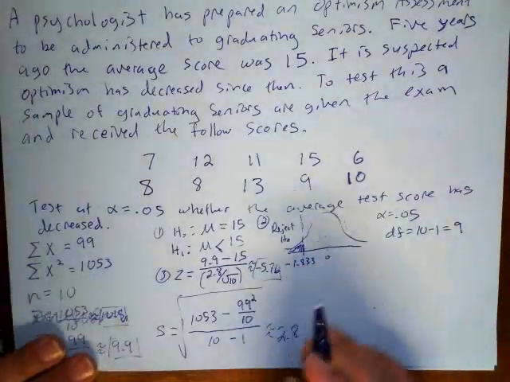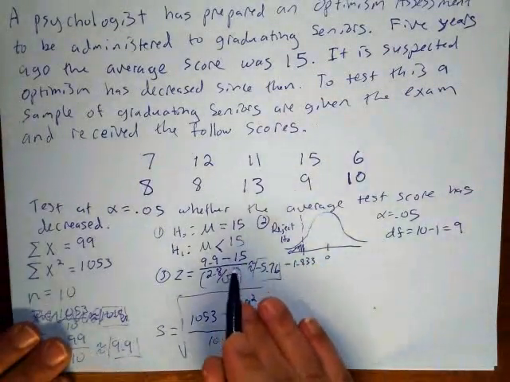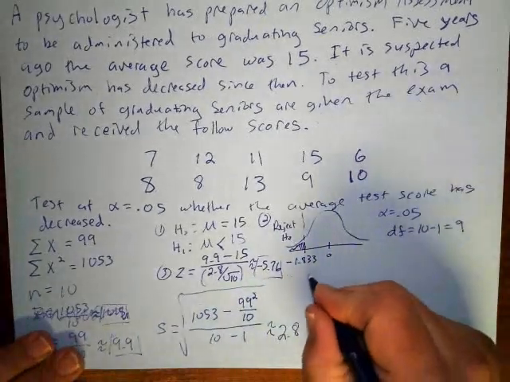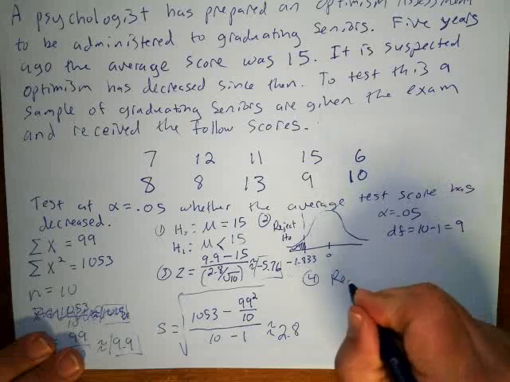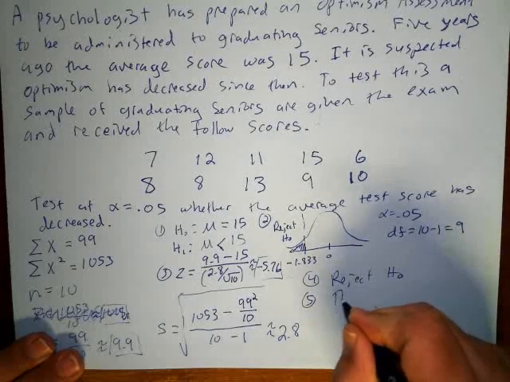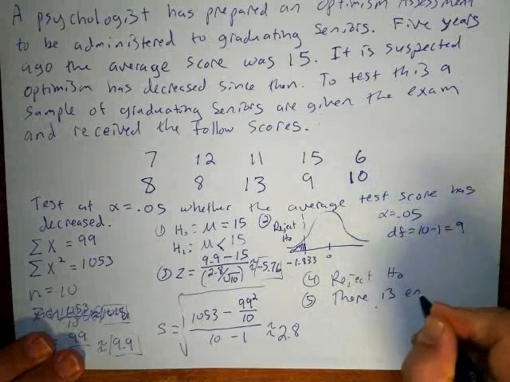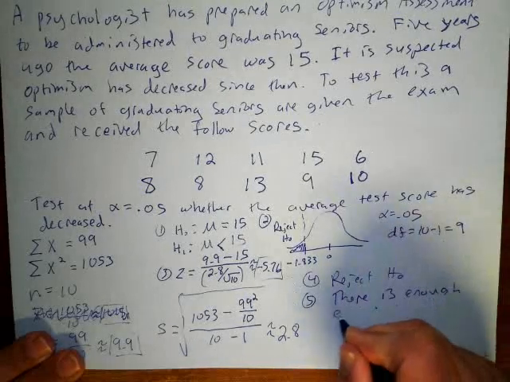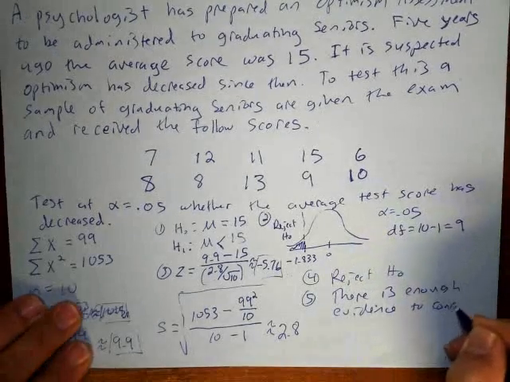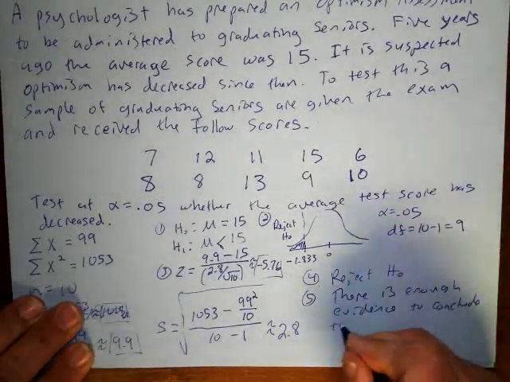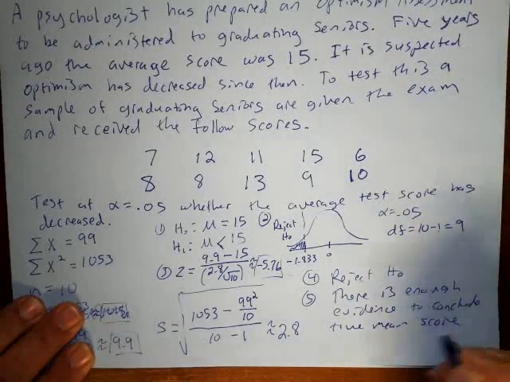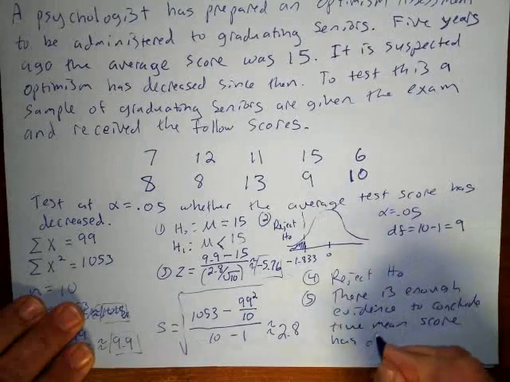That test statistic is huge. It would be way over here. And so we're definitely going to reject H0. That means there is enough evidence to conclude the true mean score has decreased.